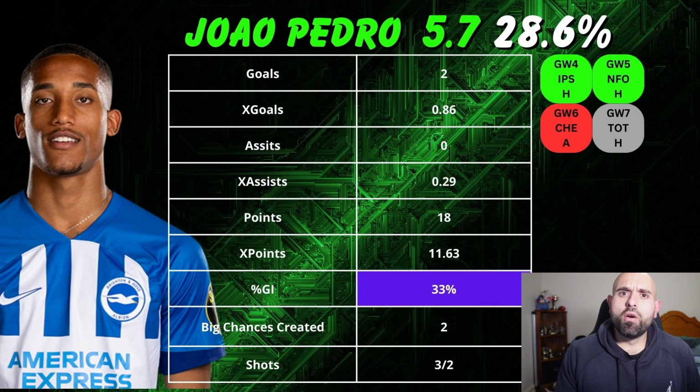Now, what the data doesn't show for João Pedro is his penalty threat as well. His minutes have been brilliant. He's been playing upwards of 88 minutes across the 3 games. I love João Pedro as a pick. I'm very jealous of people that have João Pedro. I have Muniz in my team, and I'd much rather have João Pedro.